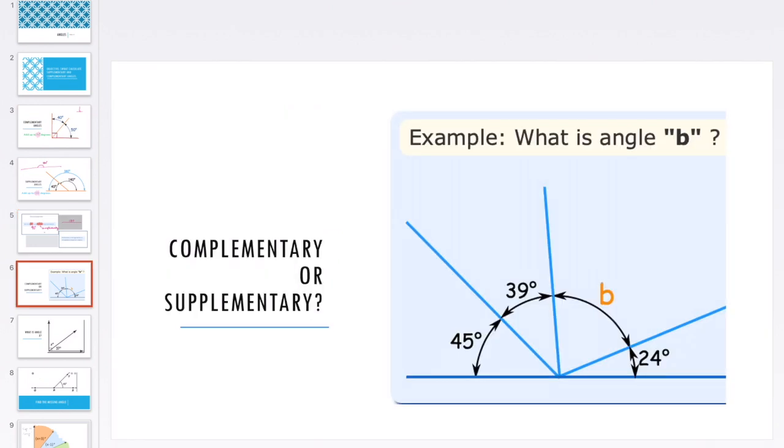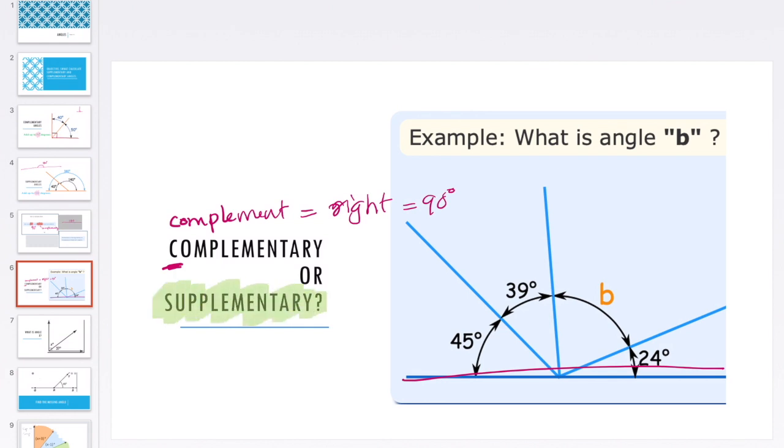Okay. What is this angle? Is this a right angle? Is this complementary or is this supplementary? So remember, complement means you got something right, and right means 90 degrees. So is this a 90-degree angle or is this a 180-degree angle? I'm not talking about B, I'm talking about the whole angle. So the whole line is supplementary, which means it's 180 degrees.